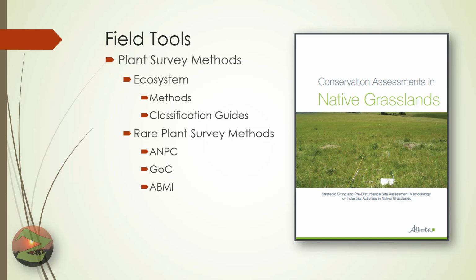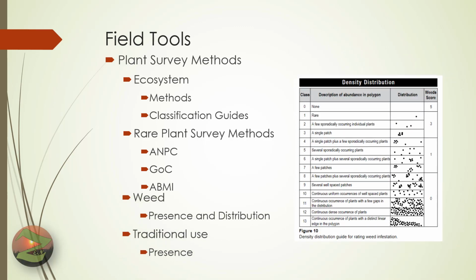There are different types of rare plant survey guidelines, such as ANPC's Rare Vascular Plant Survey Guidelines, ABMI's Rare Plant Protocol, and the Government of Canada's Occupancy Survey Guidelines for prairie plant species at risk. When mapping weeds, it is important to document their presence and distribution in an area. I like to use either the Range Health Assessment Distribution Codes or the BC Weed Distribution Codes. Lastly, traditional plant surveys are specific to a region, so it is important to understand if there are regional methods that you would need to follow, and you might also have a list of potential traditional plants that could be in the area.